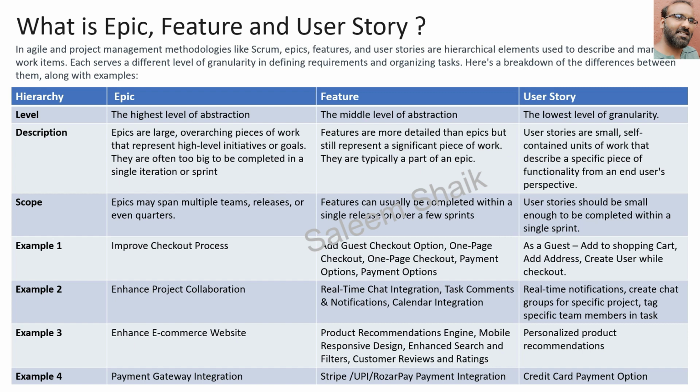See another example. Enhance the e-commerce website is one big epic. How you can enhance the user friendliness, we will discuss in the features. How is this epic divided into different features? Product recommendation is one of the enhancements in the e-commerce website, because when you search on Flipkart or Amazon or any other website, products are recommended to you based on your previous search. That is one of the features.